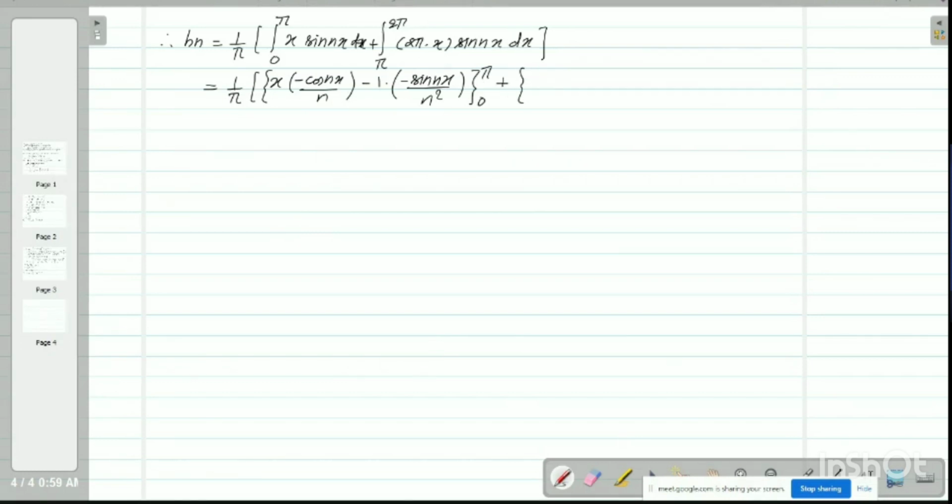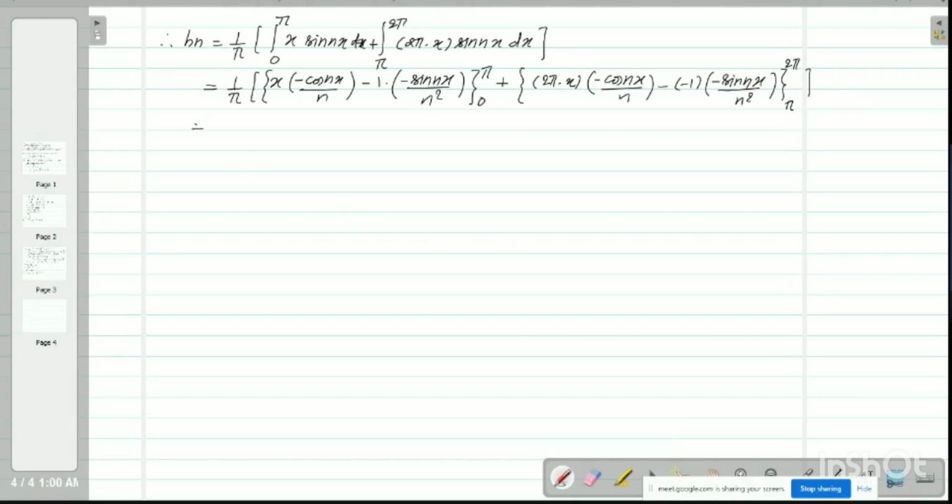And plus second term, again we will have the same thing. So 2 pi minus x. Integration of sine is minus cos nx by n. Derivative of this is minus 1, and integration of minus cos is minus sine nx by n square. Just close the bracket, providing limit pi to 2 pi.